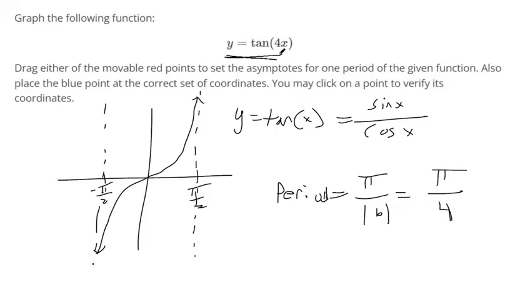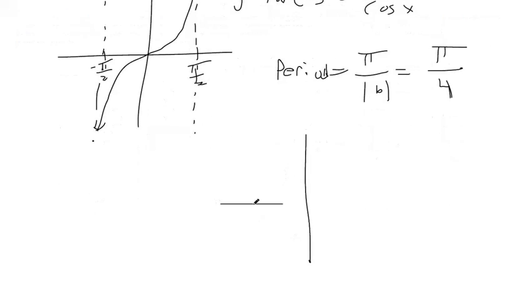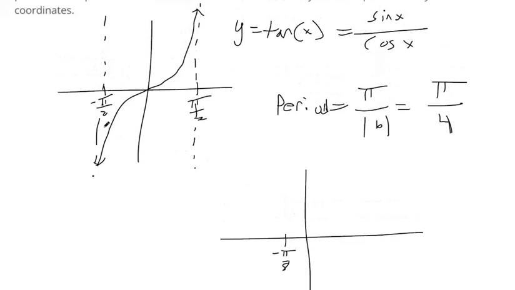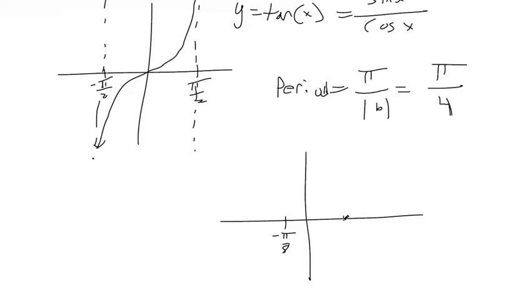So when you sketch this graph, it should have the same basic shape, except it should repeat itself every pi over 4 units. That means instead of going from negative pi over 2 to pi over 2, going from negative pi over 8 to pi over 8. That way we have a full period of pi over 4 units. Pi over 8 plus another pi over 8, that makes 2 pi over 8. That would make pi over 4 units. So that's how you should drag the line.